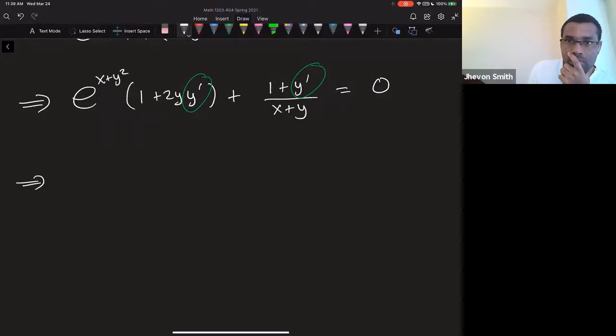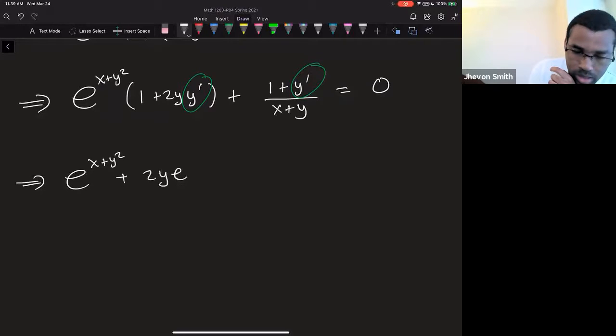Could you just factor it out? Factor it out? How? Oh wait, no, because there's the e to the x plus y squared if you distribute. So maybe you want to distribute, then, break it out of the parentheses it's in. So if you multiply this out, there's your y prime when I multiply that out.